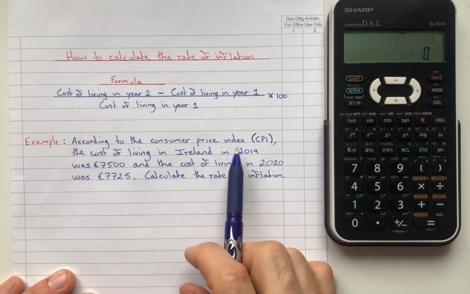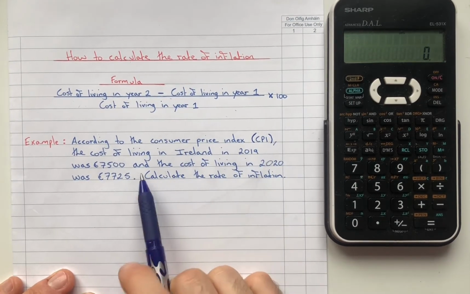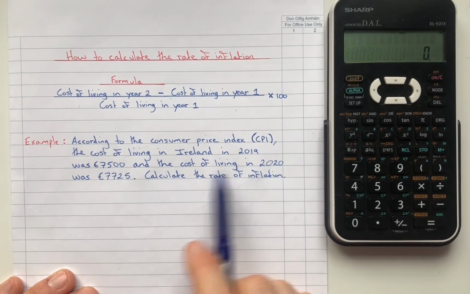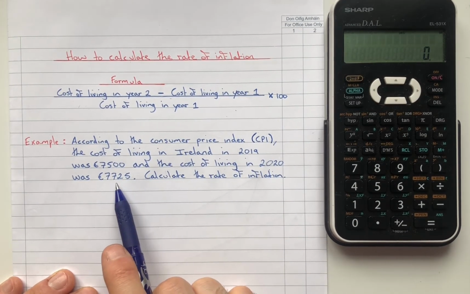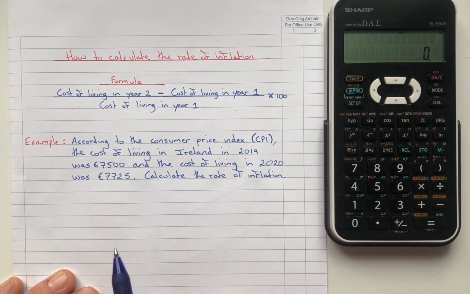According to the Consumer Price Index, the cost of living in Ireland in 2019 was €7,500, and the cost of living in 2020 was €7,725. Calculate the rate of inflation.